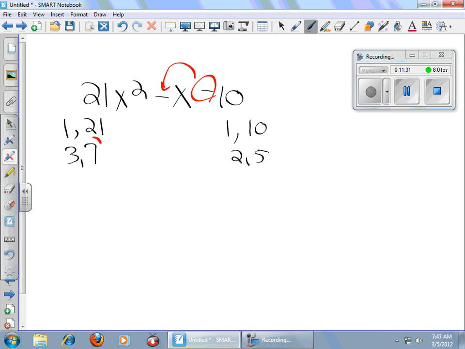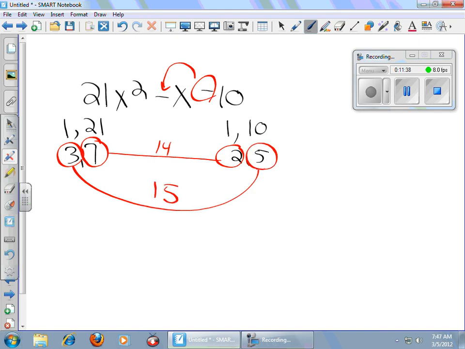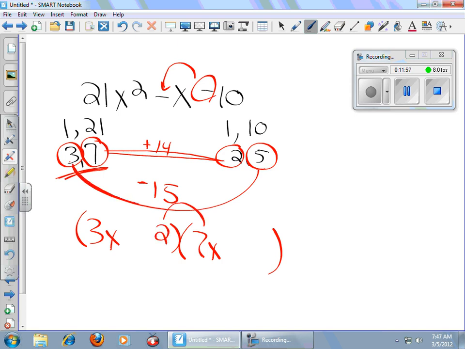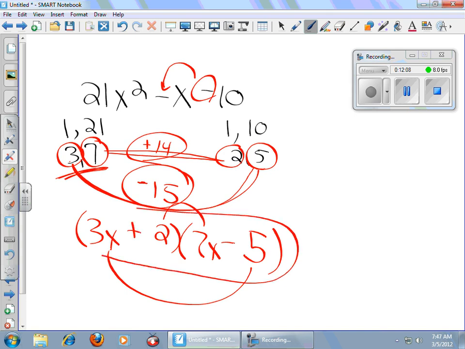Well, look at this. That's 14, right? And that's 15. And I want to get -1, so the 15 has to be negative and the 14 has to be positive. These are my coefficients on x. 3x and 7x. Okay, I multiply the 7 by 2, and I multiply the 3 by 5. All right, I need the 15 to be negative. I need the 14 to be positive. And there you go. It's that simple.